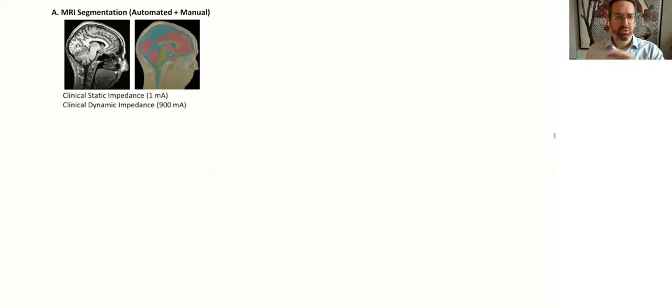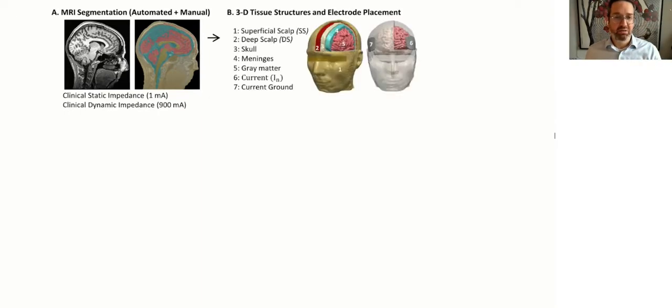So I'm going to walk you through this pipeline. As always, we start with high resolution anatomical images. Now, in this case these are coming from patients who received ECT, and so we have clinical data from them, including their clinical static impedance and their clinical dynamic impedance. So: subject-specific MRI, subject-specific clinical static and dynamic impedance.